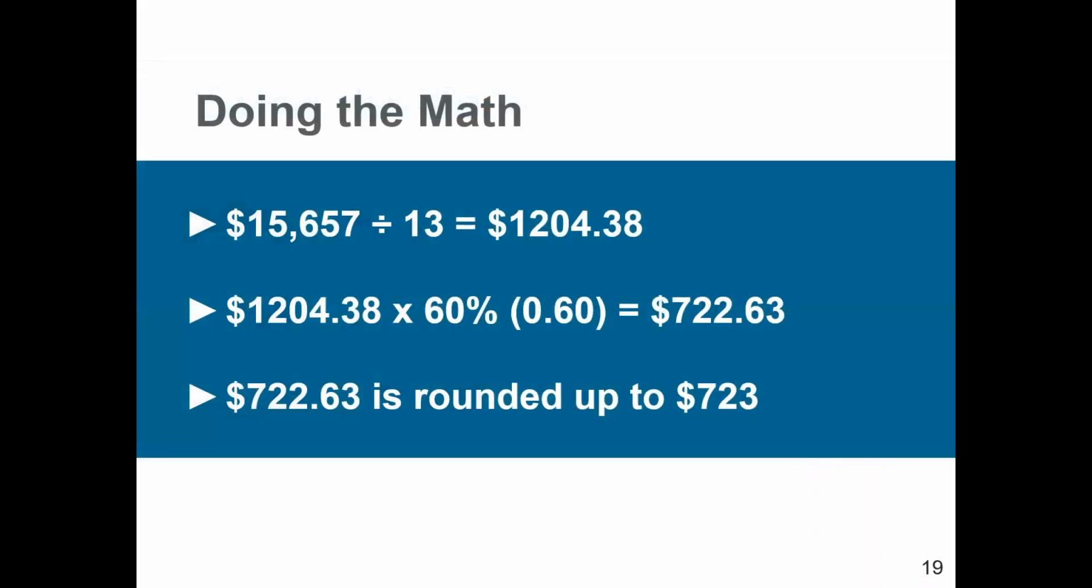So we're just going to do the math here. Everyone's favorite part. So we're going to start by taking the highest quarter earnings from the previous example, 15,657, and then we're going to divide that by 13, which is the number of weeks in a quarter. And we get $1,204.38. Then we multiply this number by 60%, which is the wage replacement rate, and we come up with $722.63. The EDD is always going to round up, making the weekly benefit amount $723 in this example.